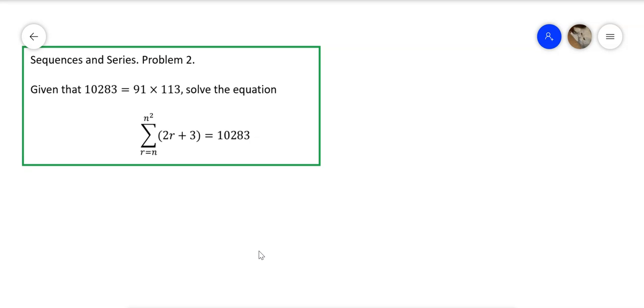Hey guys, in this video we're going to solve a problem involving sigma notation. Given that the sum equals 10,283, which is 91 times 113, solve the given equation.